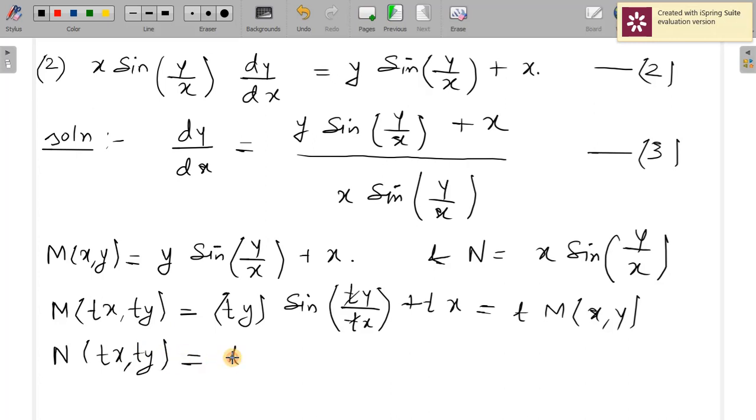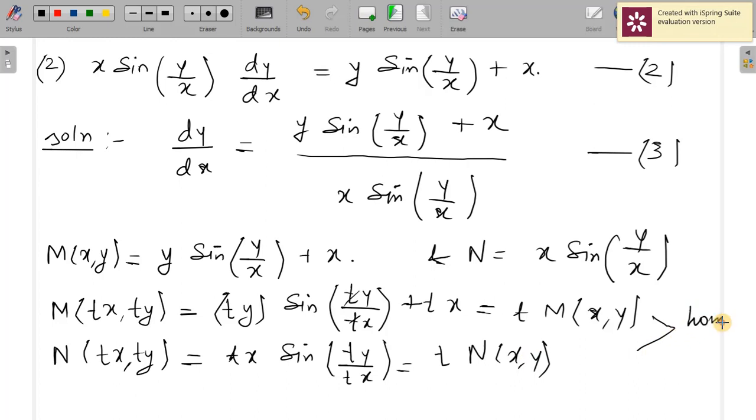is same as tx sine of ty by tx, cancel it, and so you get t into x sine of y by x, that's same as n of x comma y. So we see that these both are homogeneous of degree 1. So the given differential equation is homogeneous of degree 1. So we can solve it using the method we know, that is by substitution y is equal to vx.